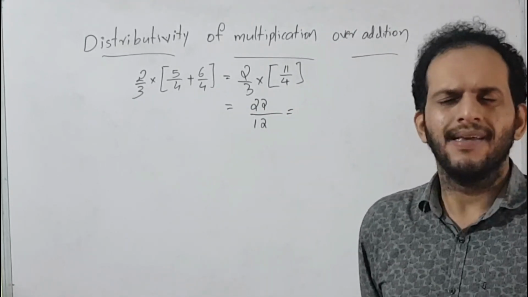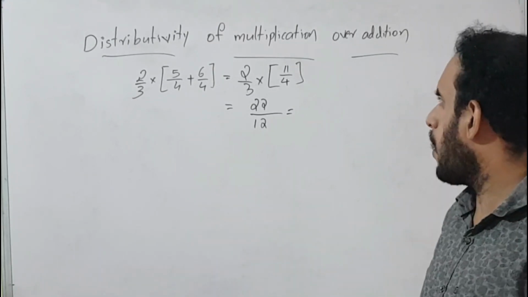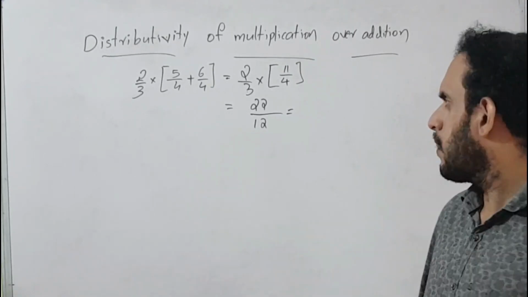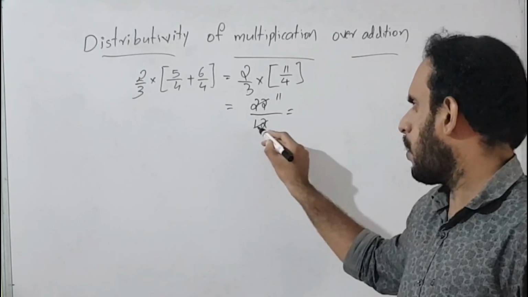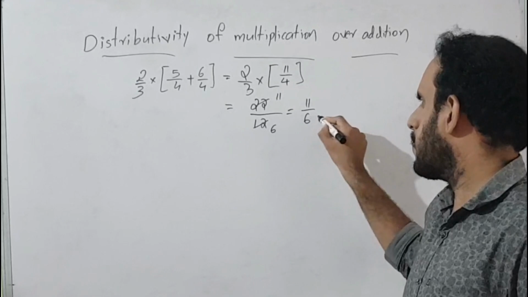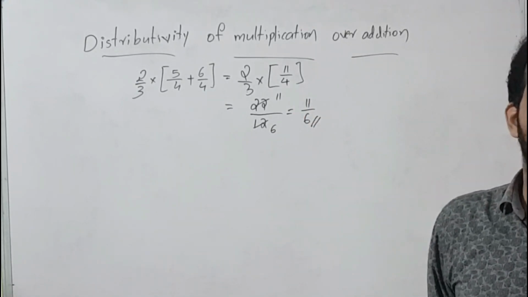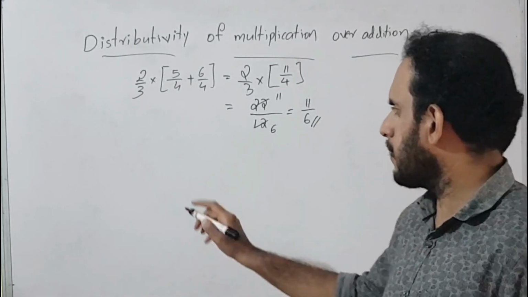Then it is possible to reduce. These two are possible to reduce by 2. In 22, 11 times, and in 12, 6 times. So the answer is 11 by 6. Correct? The answer is 11 by 6.